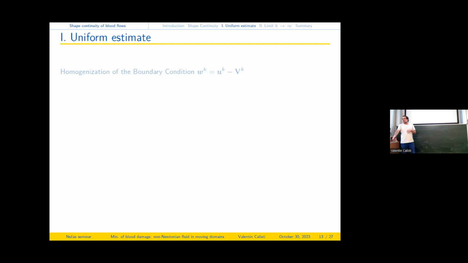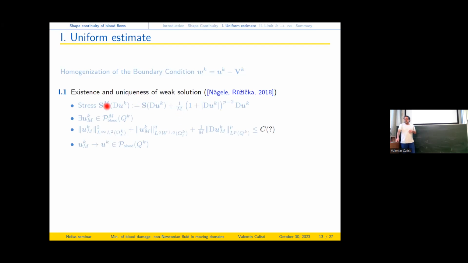Here I directly work with u, so I don't put more information in this presentation. This just summarizes what I have just said. In this paper, you regularize, so you have a unique solution and you have some energy estimate here. And this regularized solution, when m goes to infinity, goes to the solution of our problem for each moving domain.